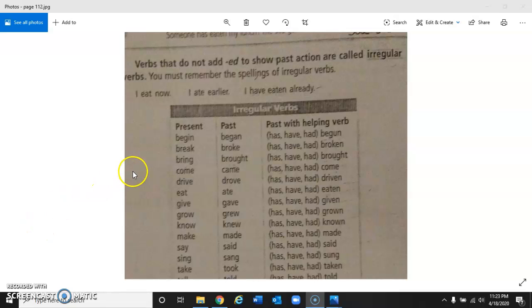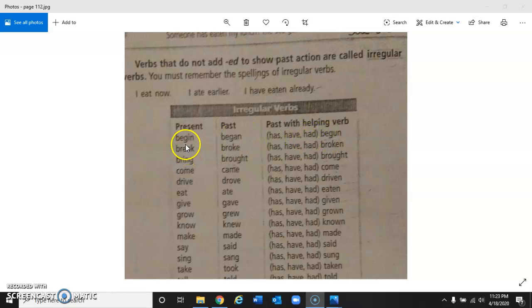Here are some examples. This is the chart that's on page 112 in your English packet. So begin is the present tense form of the word. The past tense form of the word is began, and the past with helping verb is begun.